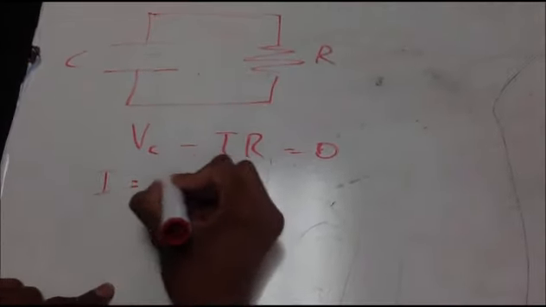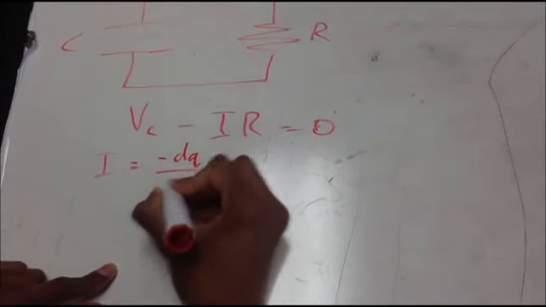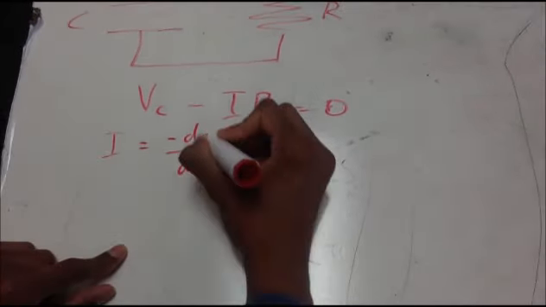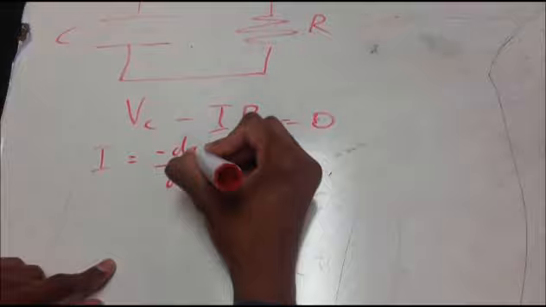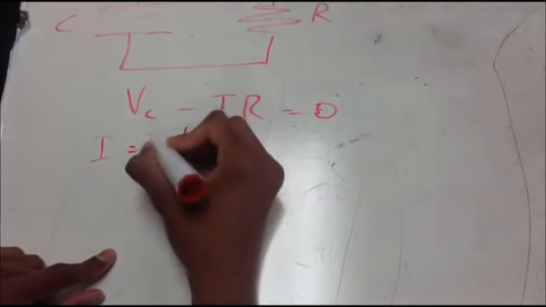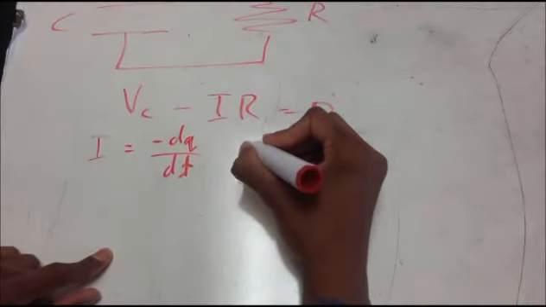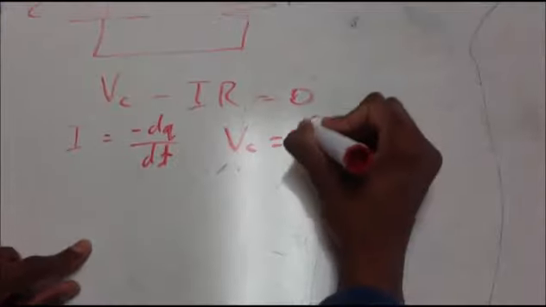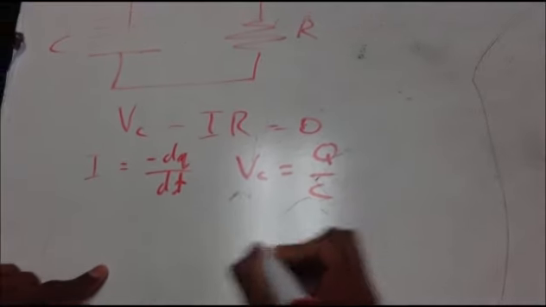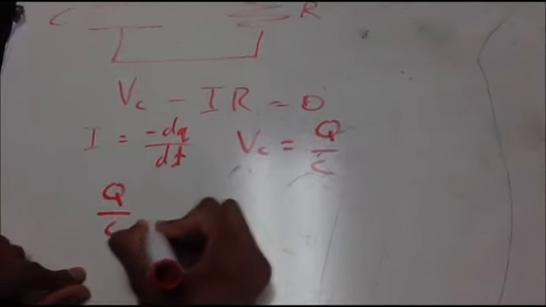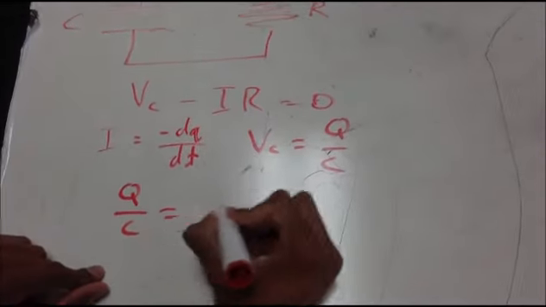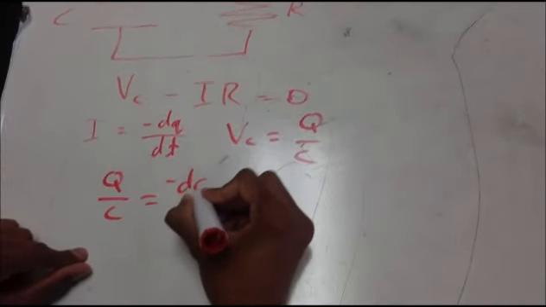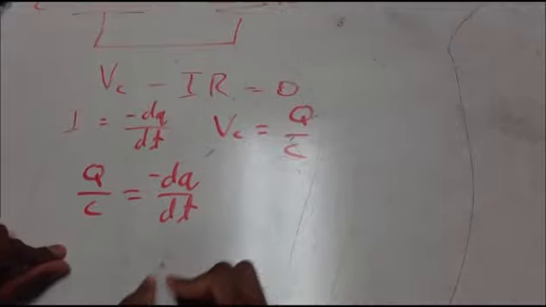So now we can substitute in some values. We're going to have I equals negative dq/dt instead of positive dq/dt this time, because the rate of change of the charge on the capacitor is going down this time. And voltage across the capacitor is going to be Q over C. So if we substitute these values in and we put the IR on that side, we get Q over C equals negative dq/dt R.